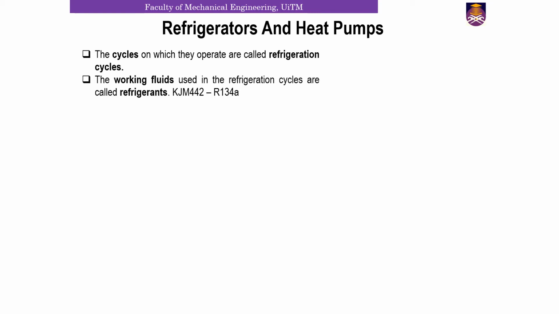Now let's go on to our next part, which is the cycle. So the cycle that is used to define refrigeration is called refrigeration cycle, and we use a working fluid. In a refrigeration cycle you need a working fluid. For your KJM 442 we will be focusing only on R134A. So this is the refrigerant that we use to operate our refrigeration cycle.